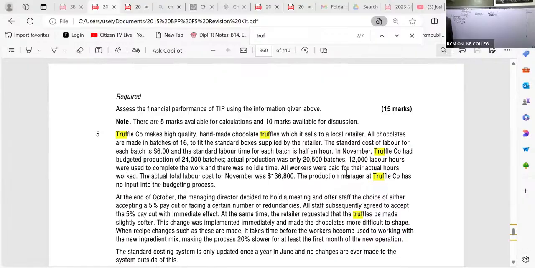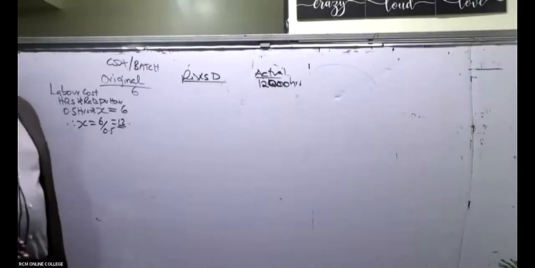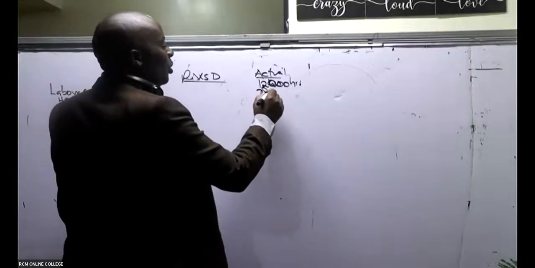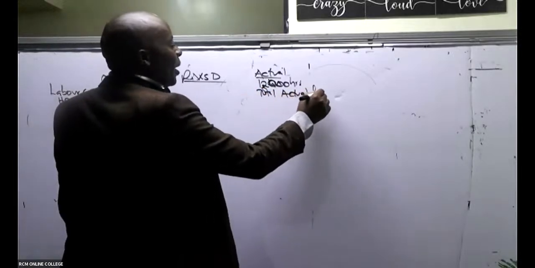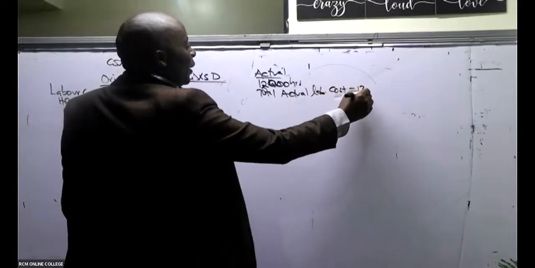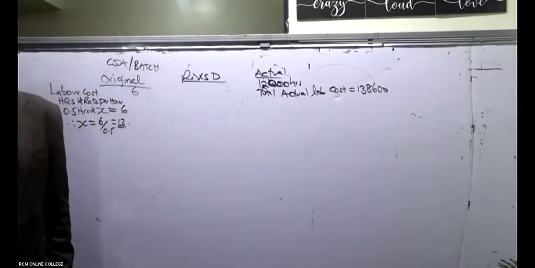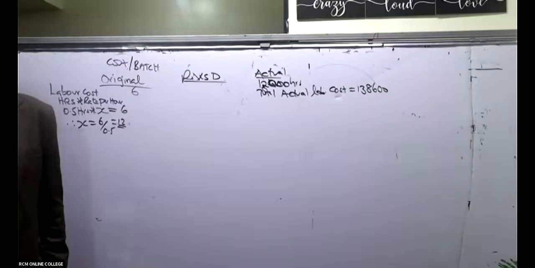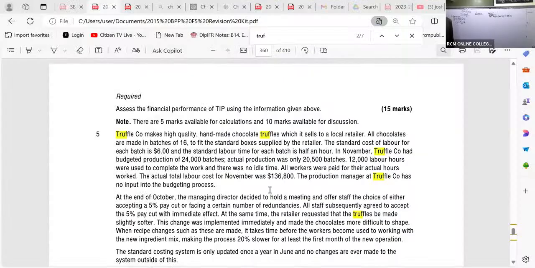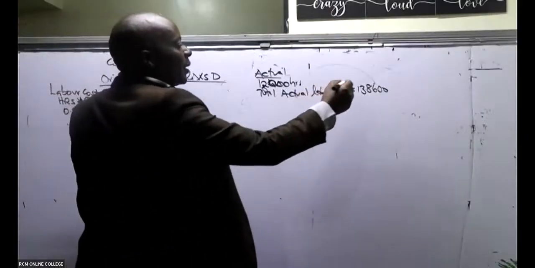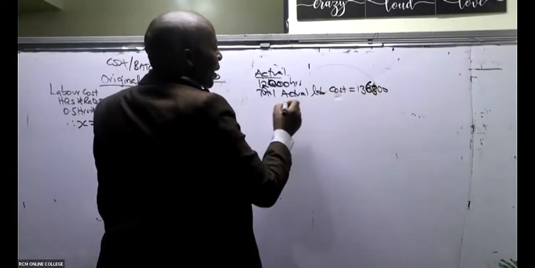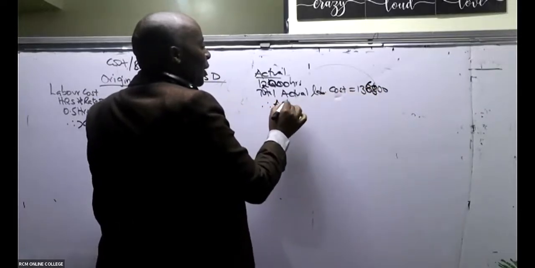All workers were paid for their actual hours worked. The actual total labor cost is 136,800. They've given me the total cost. Total actual labor cost is 136,800. I'm putting that on the actual.